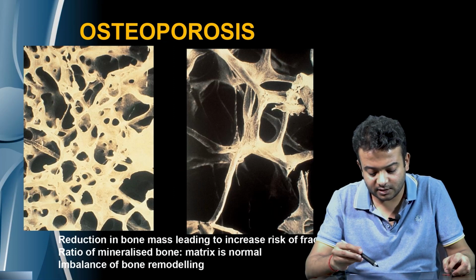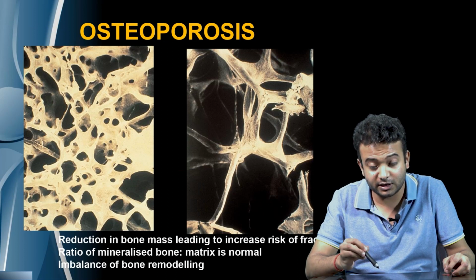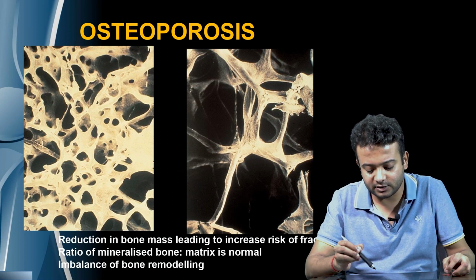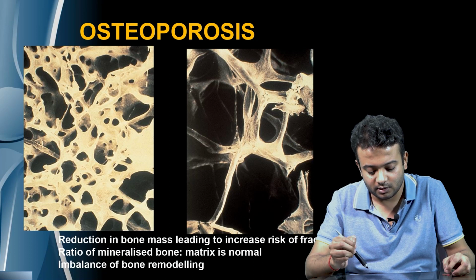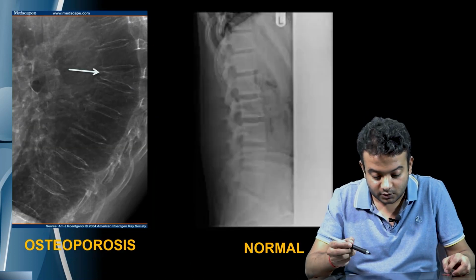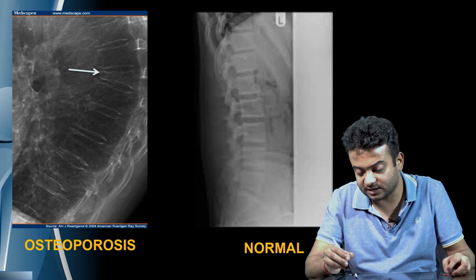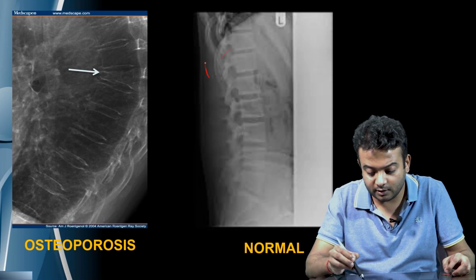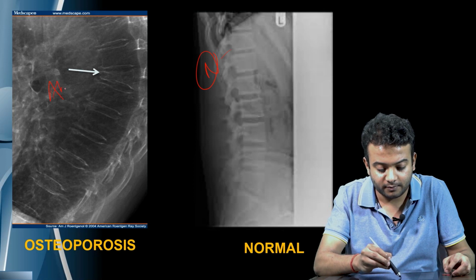So osteoporosis is a reduction in the bone mass that leads to increased risk of fracture, but here the ratio of mineralized bone to the matrix is normal, and there can even be an imbalance in the remodeling of the bone. So this is a normal bone shown in the right image. This is the normal one, and this is the abnormal one.